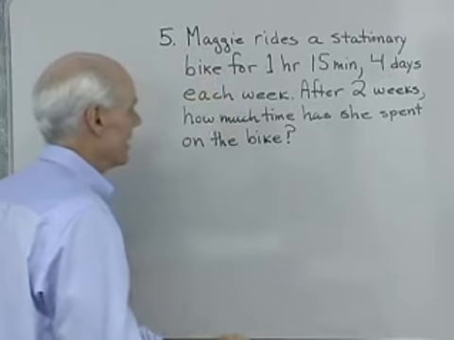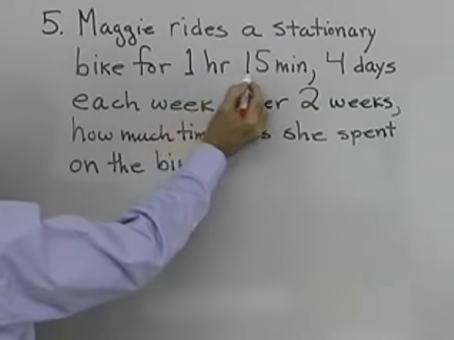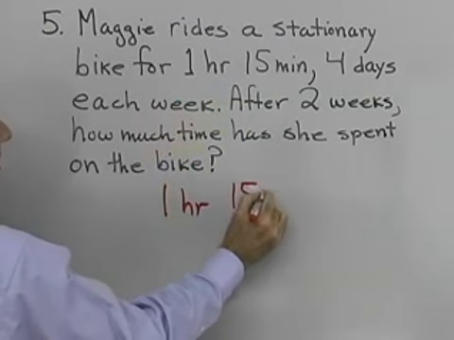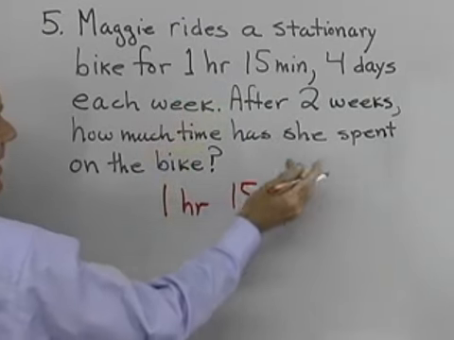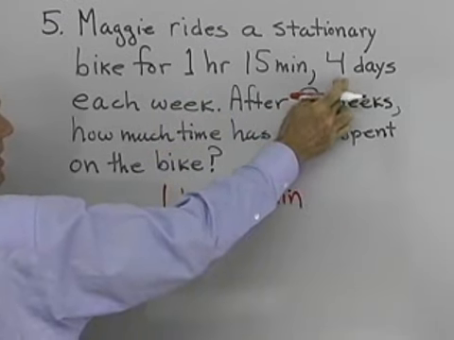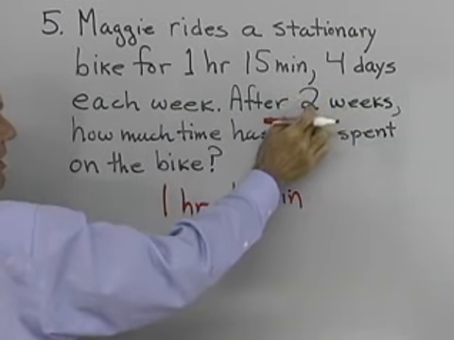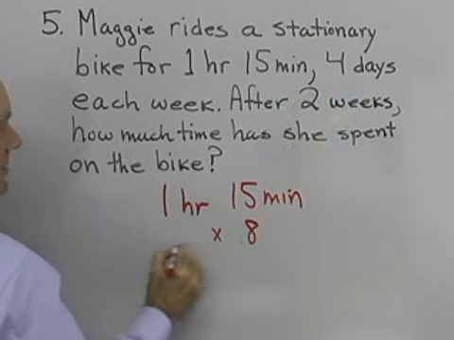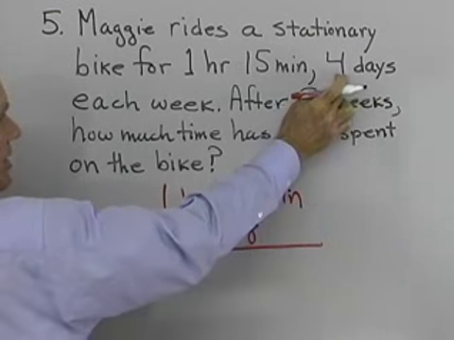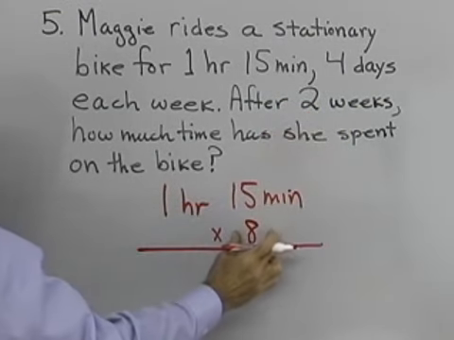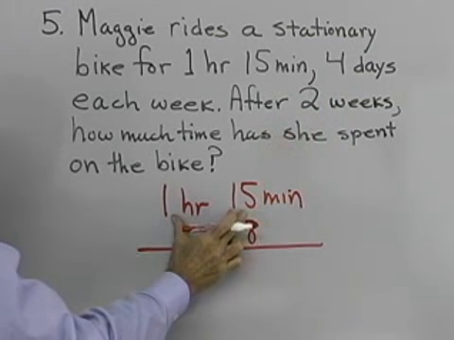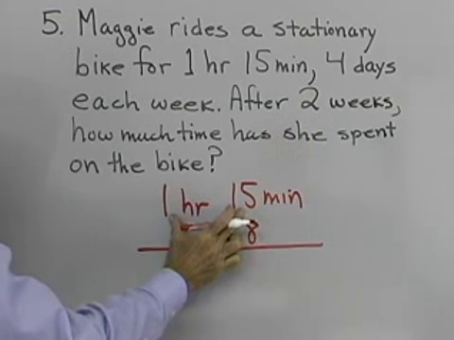Let's take a look. So each day she rides the bike for 1 hour, 15 minutes. And then she does that 4 days a week. After 2 weeks, well, she's going to have ridden the bike 8 days. So I'm going to multiply this times 8. So if she rides 4 days a week for 2 weeks, that means she's going to have ridden the bike 8 times. So I'll take that 8, multiply that times the amount of time she spends on the bike each time she rides, and see what happens.